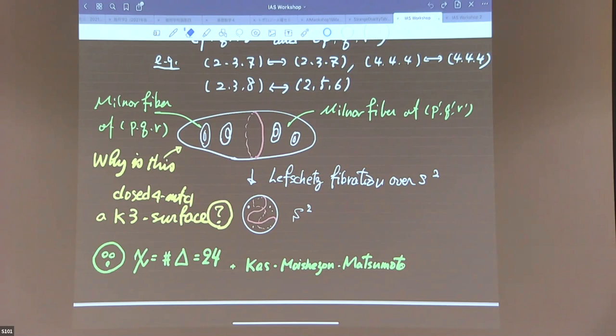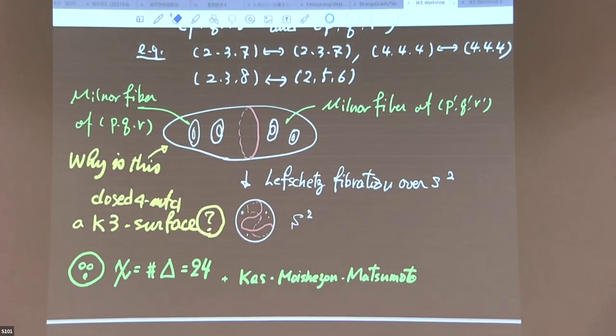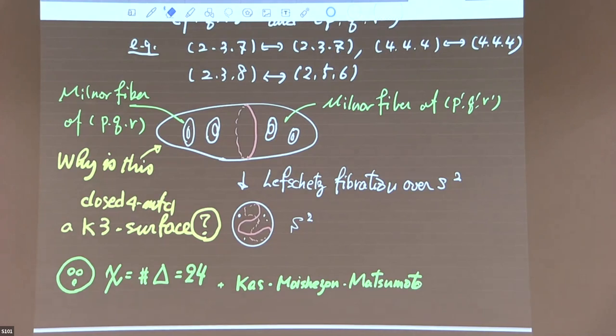Yes. So if you finally get a K3 surface, I have to say something about this. We have two Milnor fibers which are glued together to get a K3 surface, a closed manifold. But as I told you, thanks to the Kas-Moishezon-Matsumoto theory, it's a Lefschetz fibration over a sphere. And the number of critical points is exactly 24. That assures you that it's really a smooth K3.